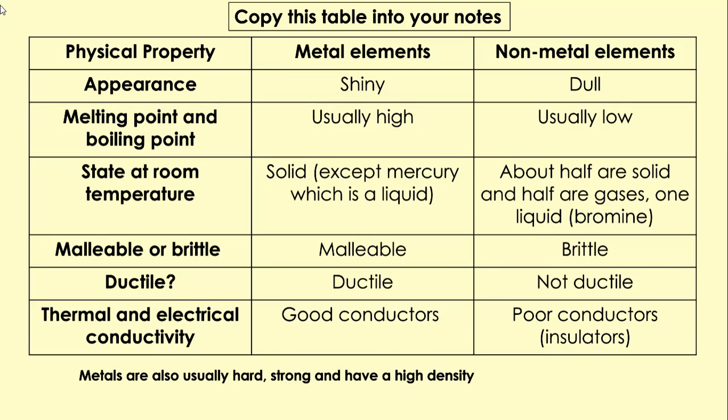Now, there is an exception to this, which is carbon, which has different forms. It has diamond, which acts as a typical non-metal in terms of electricity, because it doesn't conduct electricity. But there's also graphite, which does conduct electricity. You'll learn more about the different allotropes of carbon in a later lesson. And not included in the table, but also important, metals are also usually hard, strong, and have a high density, whereas non-metals would normally be softer, not as strong, and have a lower density.